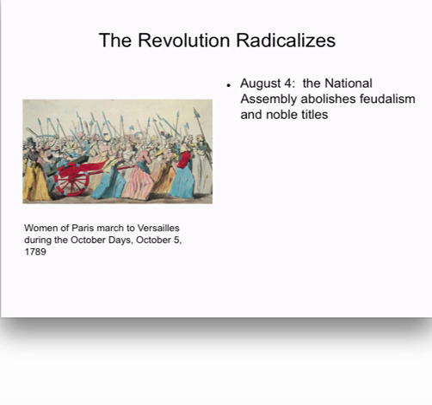On August 4th, the new National Assembly, led by the Third Estate, decided to abolish feudalism. In other words, they stripped the nobility of all their great noble titles, Duke, Count, Marquis, and so on, and said that from henceforth every French person would be equal.